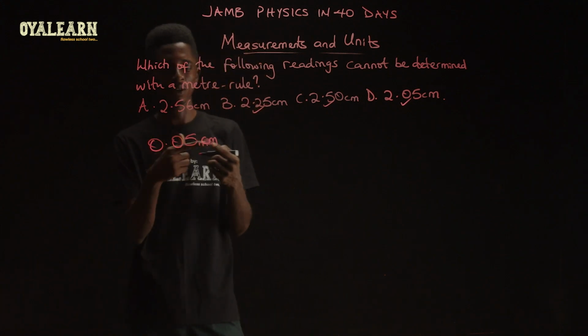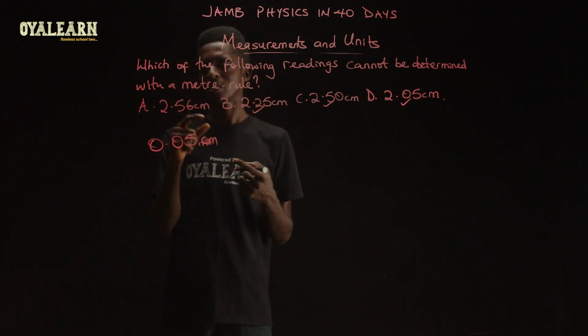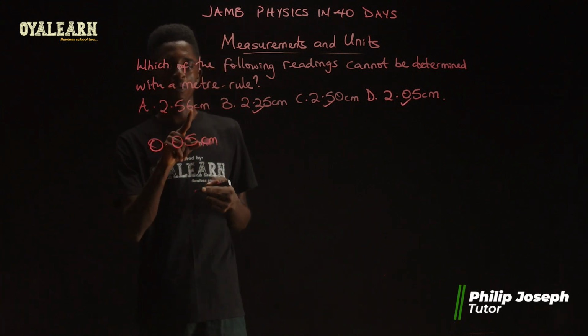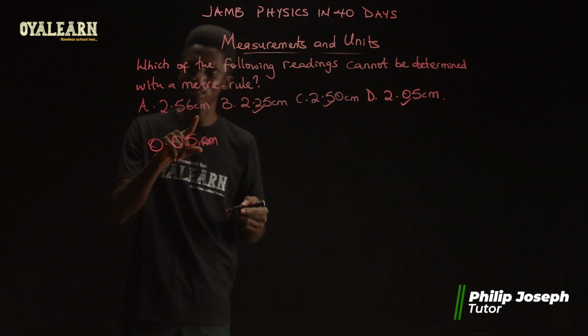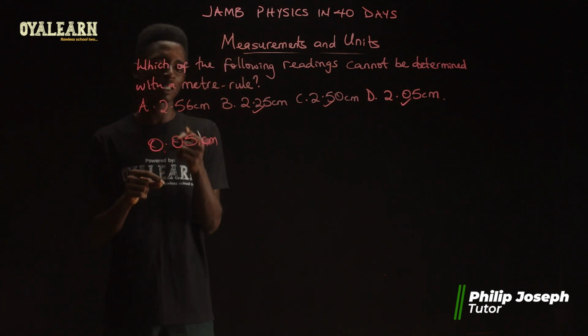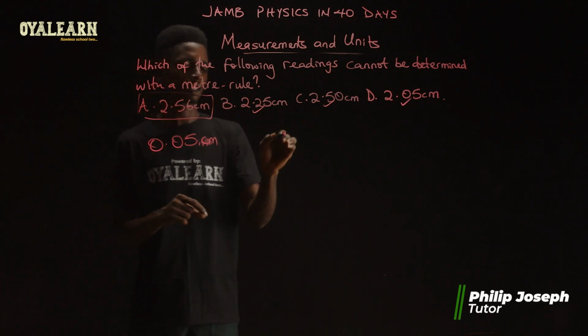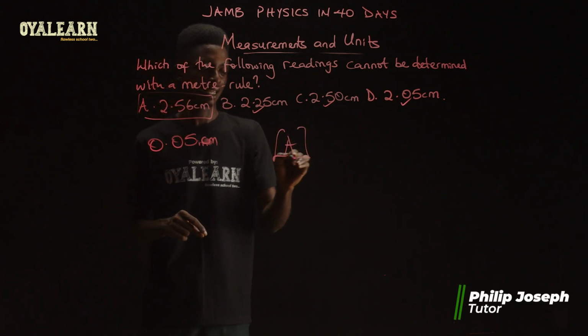It is 0.05 rather, not 0.01. So if it were 0.01, it would have worked for this. But here we have 0.56, which means there will be no measurement point for this 0.6. So it cannot measure this. So our correct option is A.